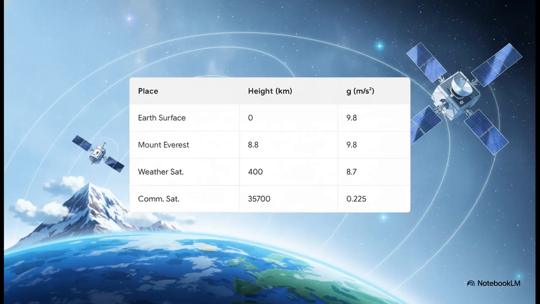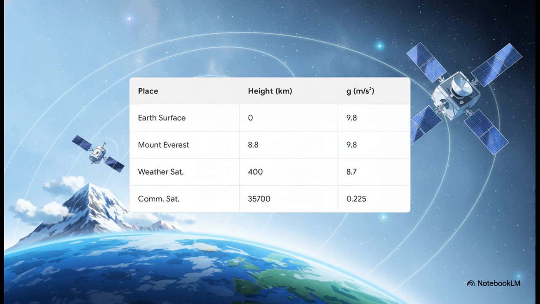So there's this super common misconception that Earth's gravitational pull is just this single, unchanging number no matter where you go on the planet. But let's actually look at the data. The acceleration due to gravity, which physicists call little g, is heavily dependent on exactly how far you are from the center of the Earth. At sea level, g sits at about 9.8 meters per second squared. Climb all the way up Mount Everest, and surprisingly, it barely changes at all, still 9.8.